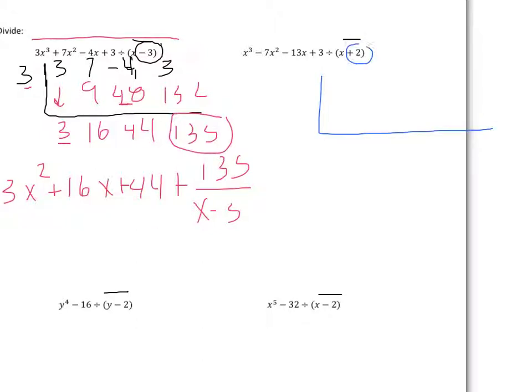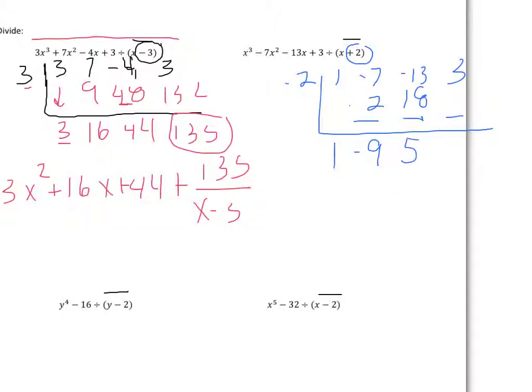Now because we have a positive 2 here, we're going to write a negative 2 on the outside of our division bar. We have 1x cubed, negative 7x squared, negative 13x, and 3. So once again, we're going to just bring the 1 down. So we have 1. Now to get right here, 1 times negative 2 is negative 2. Negative 7 plus negative 2 is negative 9. To get the entry here, we're multiplying. Negative 9 times negative 2 is 18. Now we add. Negative 13 and 18 is 5.